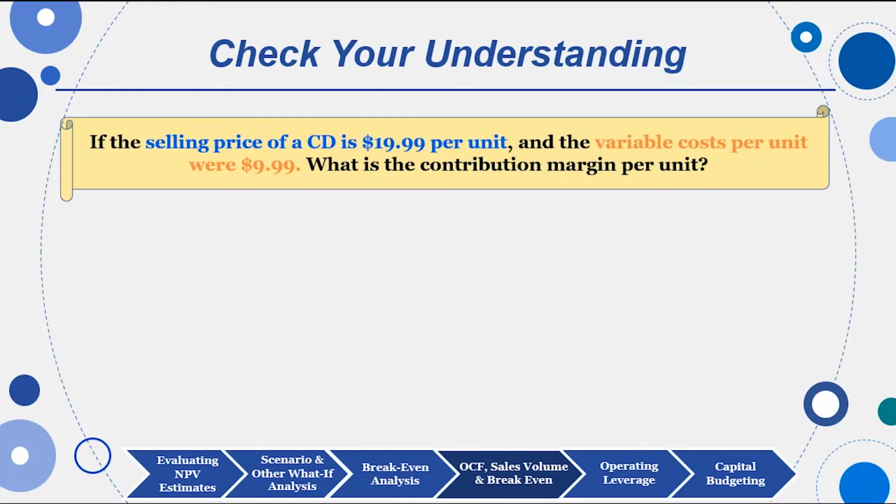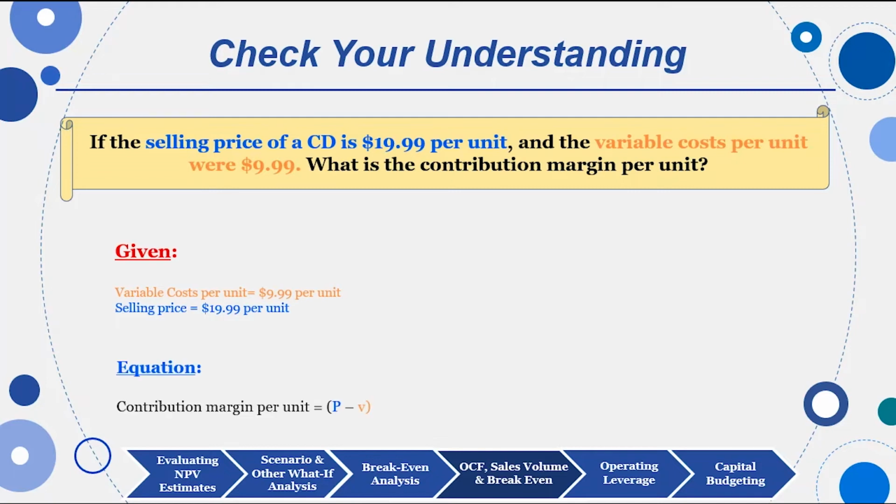Check your understanding. Selling price of a CD is $19.99. Variable costs are $9.99. What's the contribution margin? We know the contribution margin is simply selling price minus variable cost per unit. And in this case, it's very easy to calculate: $10.